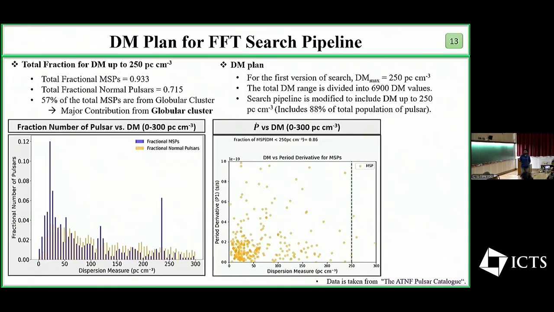On the right side of the plot, you can see that if you take the DM up to 250, then it is almost covering 86% of the MSPs having different accelerations, including highly accelerated MSPs. So in total, if you take DM up to 250, it includes 88% of the total known population of pulsars.